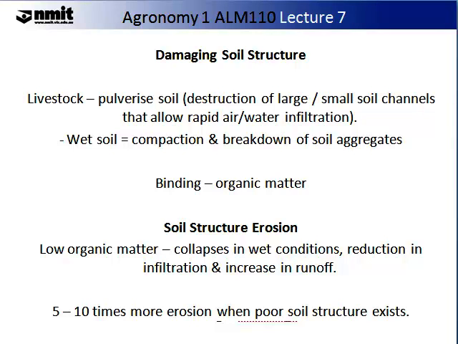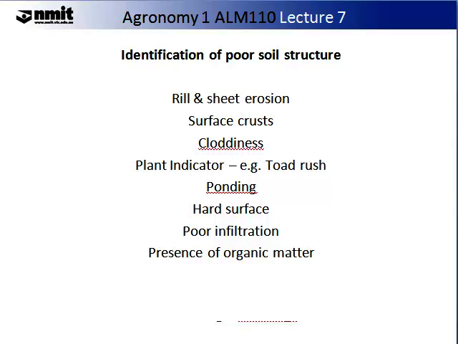Soil structure erosion. Low organic matter causes collapse in wet soil conditions, a reduction in infiltration, and an increase in runoff. There is 5 to 10 times more erosion when poor soil structure exists. There are a number of clues that can lead you to identification of poor soil structure. Look in areas that you suspect you may have a problem and compare them with a similar soil that you suspect has good structure. For example, before livestock were grazing.